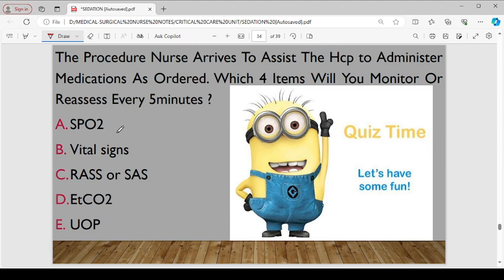Okay, guys. Remember, you as a nurse have just arrived to assist a healthcare provider administer medications. So which items will you monitor or reassess every 5 minutes after sedation? SpO2, vital signs, the agitation and pain, and the ETT. So these should be the 4 items for yourself. Urinary output is important, but it could not be a priority within the 5 minutes.